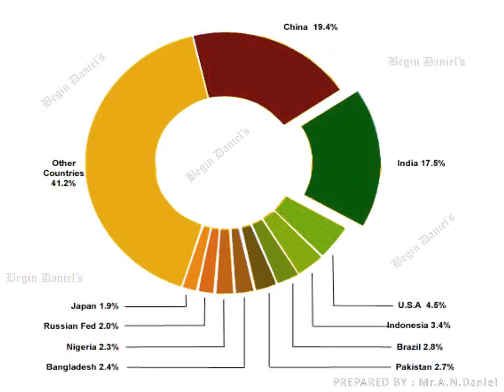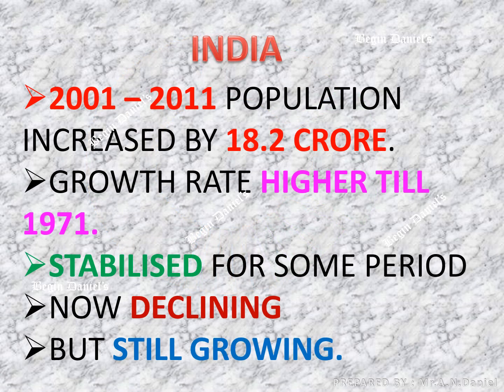You can see this pie graph, that contribution of population compared to other countries. India's population you can see 17.5%. From 2001 to 2011, in that decade, the population has increased by 18.2 crore. 18.2 crore people increased in one decade.